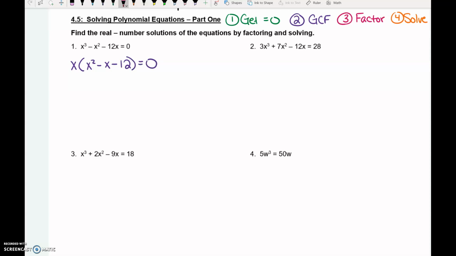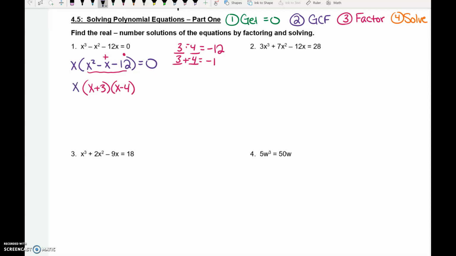Step 3 is to continue factoring. So this trinomial, we want to try to factor the trinomial. So I'm looking for two numbers that multiply to give me negative 12. Those numbers need to add up to negative 1. You're trying to multiply to get the last term of the trinomial. You're adding to get the middle term of the trinomial. Anyone know what those numbers would be? 3 and negative 4, negative 4 and 3. So that factors into x plus 3, x minus 4.